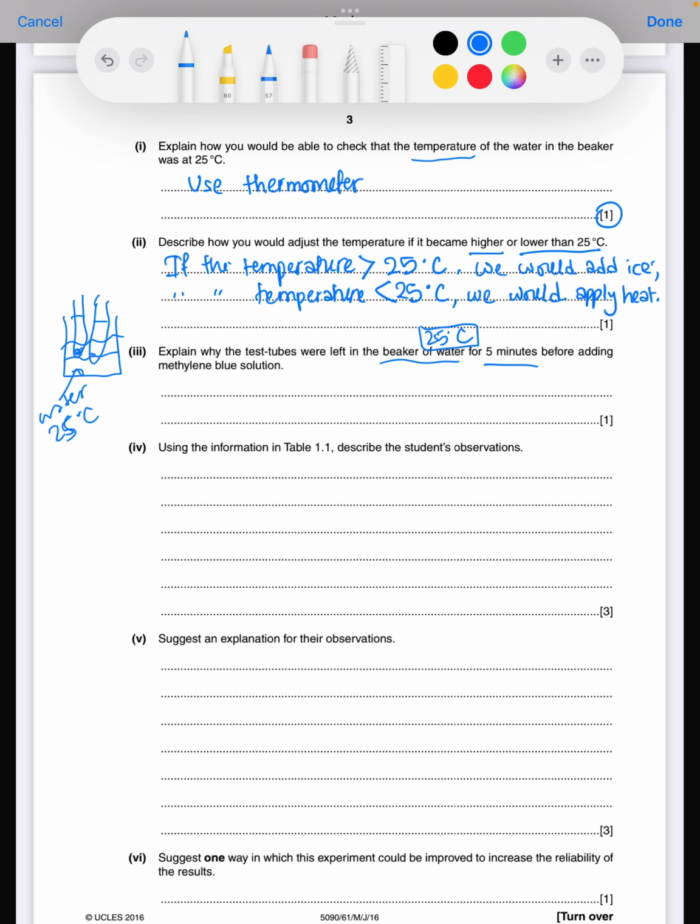Okay, this is our test tube, this is our test tube. Sorry for the bad drawing, but I hope you understand. And then we would wait for the test tube to get to 25 degrees Celsius, right? So, to allow the test tubes to reach 25 degrees Celsius. Okay, that's it. Next, using the information in table 1.1, describe the student's observation.